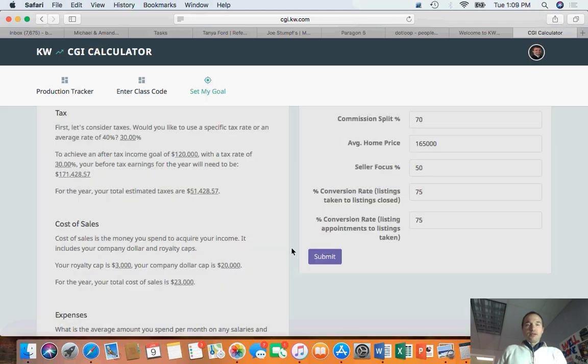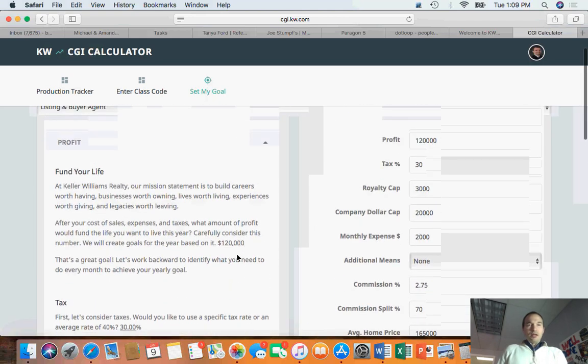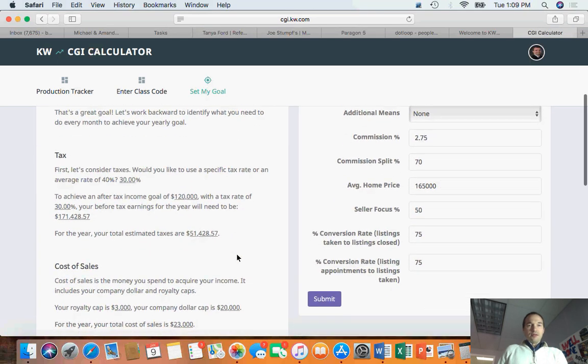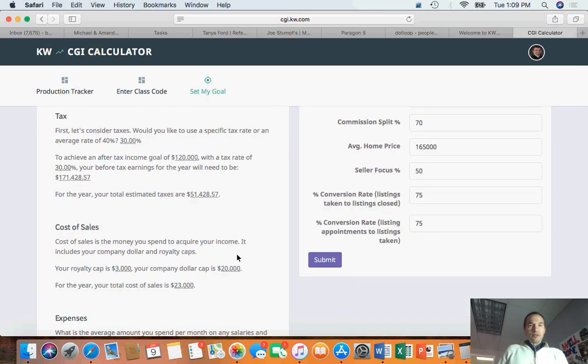And goals have been updated. Okay, and then if you look over here on the left, it'll tell you a little bit about what your business would look like. So to achieve your after-tax income goal of $120,000 with a tax rate of 30%, your before-tax earnings for the year will need to be $171,428.57. Okay, and this even gives you an estimated taxes of what your taxes would be for the full year.